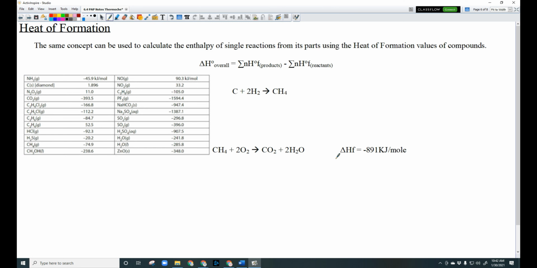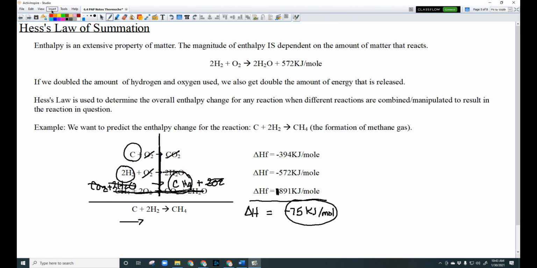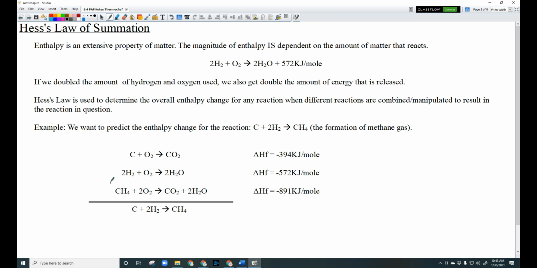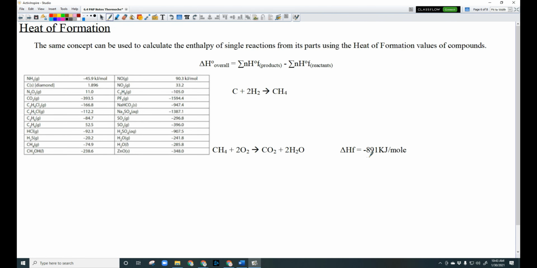So let's take this for example. Now this is CH4 plus O2. This is a combustion of methane. If we look at that, this is that reaction right there. Okay, so it's this same reaction. We should get a negative 891 kilojoules per mole. So right here, negative 891 kilojoules per mole. Now we already know what this is. We're just going to use the heat of formation method to verify this.